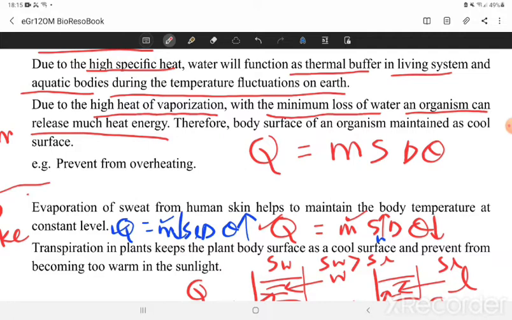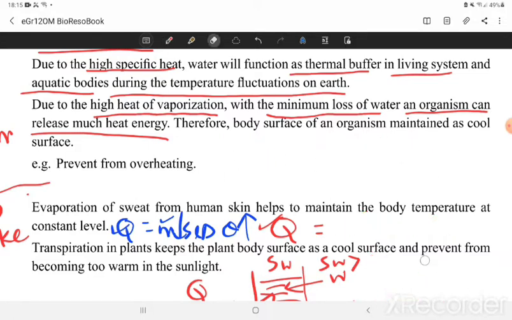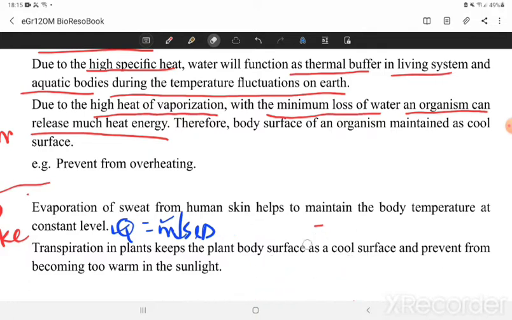Now, coming back, due to the high specific heat, water will function as a thermal buffer in living systems and aquatic bodies during temperature fluctuations on Earth. We discussed that. Now, due to the high specific heat of vaporization, with the minimum loss of water, an organism can release much heat energy. So how can you argue about this? What do they mean? What's the meaning of that statement?